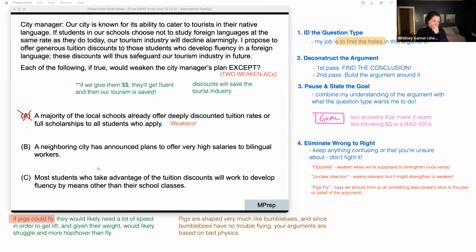A neighboring city has announced plans to offer very high salaries to bilingual workers.